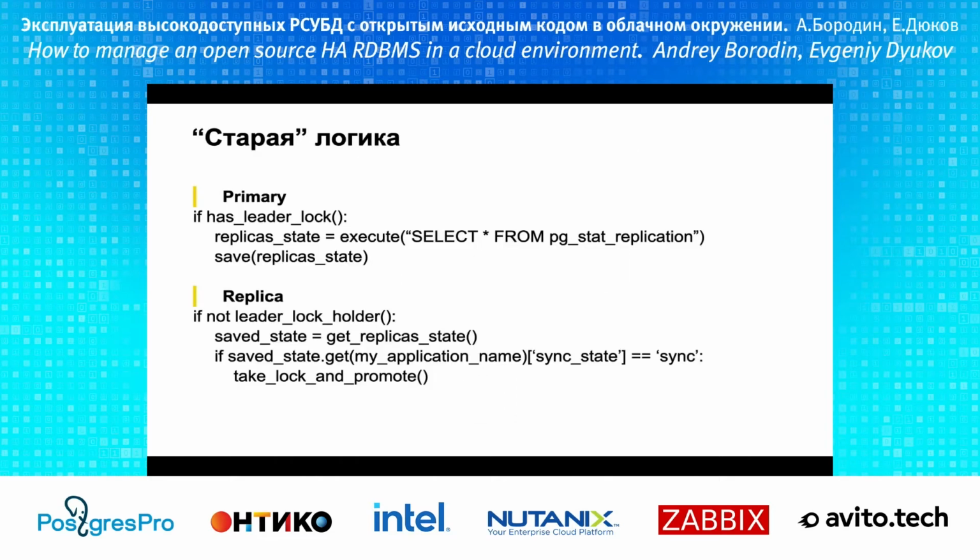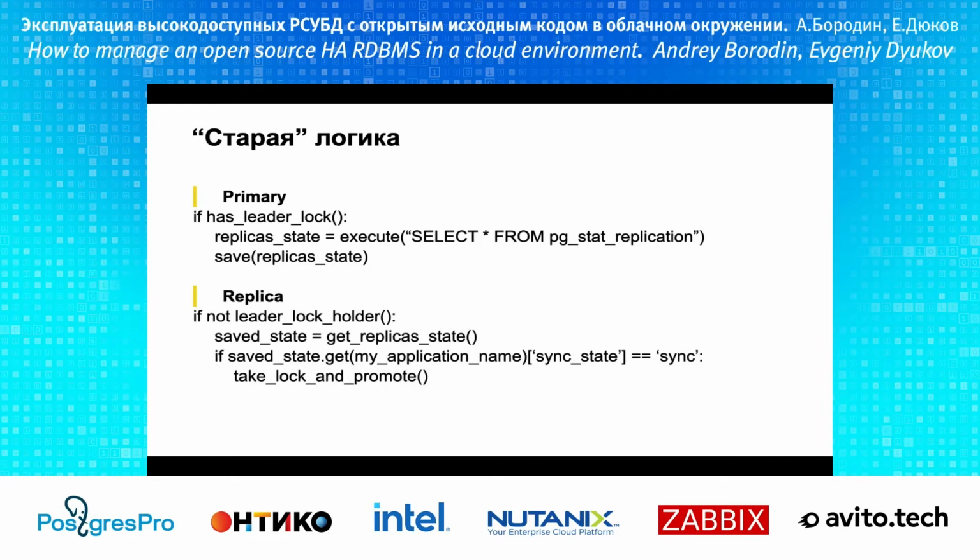This PGSync is the old logic on primary and replica. On the primary, we test whether we have the lock in ZooKeeper. If we do, then we update the visible replica in ZooKeeper. This is necessary to understand who is the synchronous replica at a given point of time.